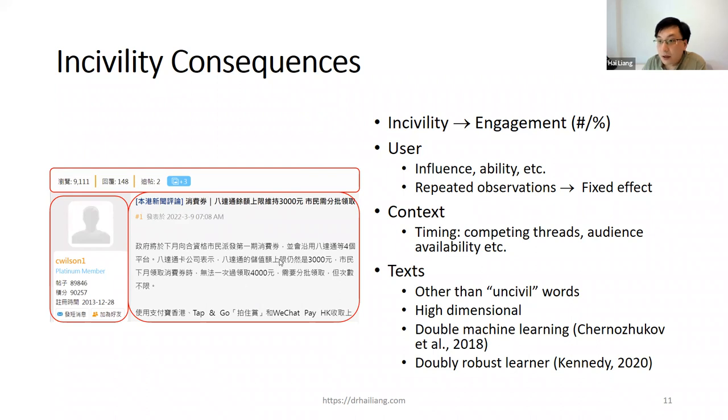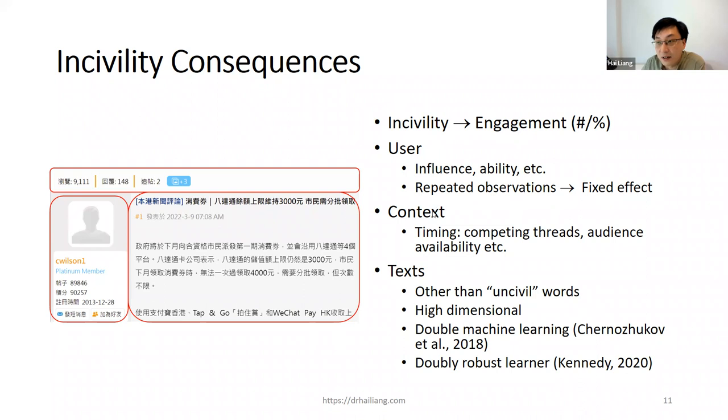For the independent variable, incivility could be measured using a dictionary, as I just mentioned. In the comments that contain any words in the dictionary, we will classify them into civil or uncivil. But there are important things: we cannot just do a regression or a t-test to see the difference in engagement between the civil and uncivil comments. We cannot do that.